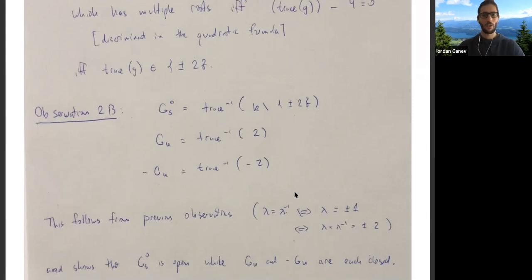And in particular, because the trace map is a continuous map, and because these points are closed, so the complement of these points is open, this shows that the regular semisimple locus is open, the unipotent locus is closed, and minus G sub u is also closed.